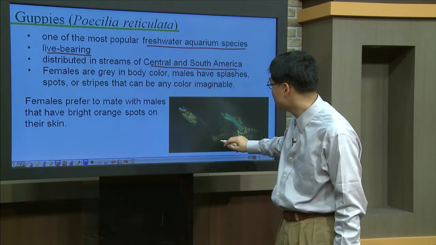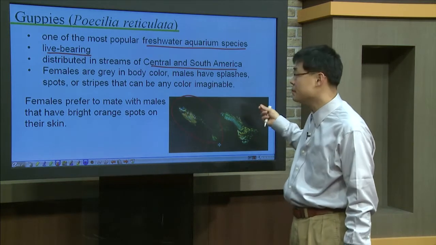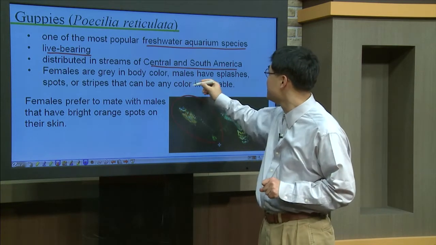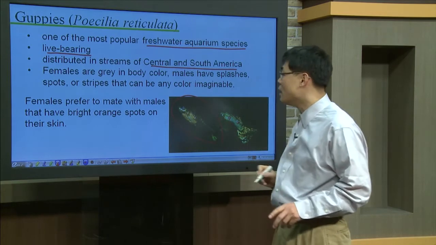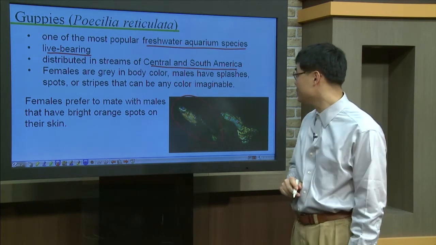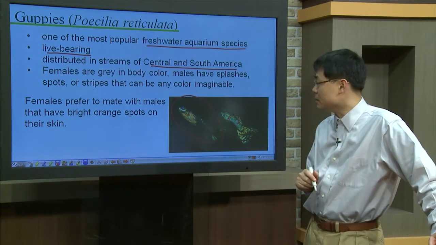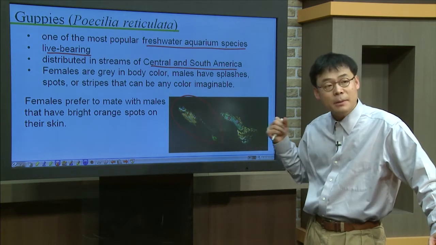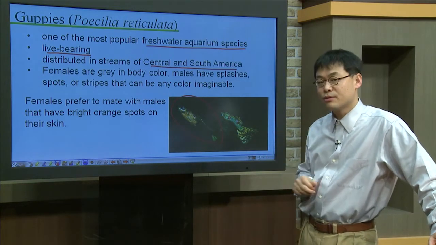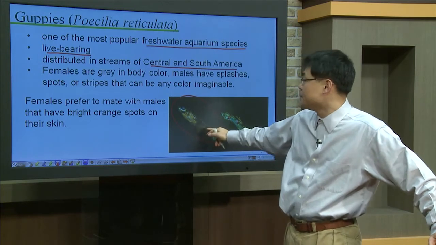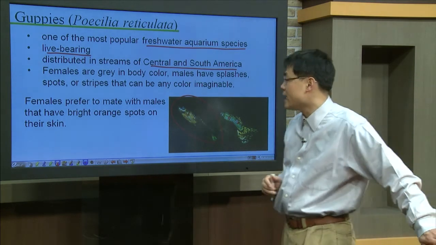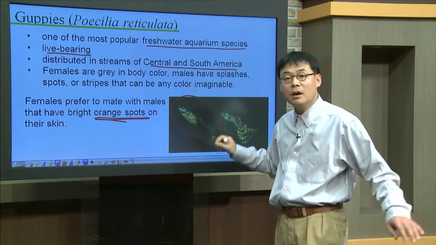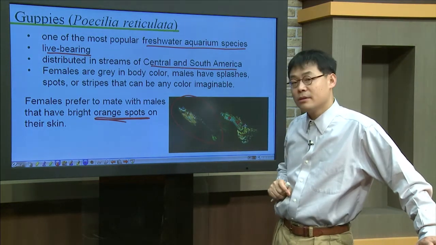And this individual, the bigger one, that's the female, and the smaller one is a male. The females are usually gray, not conspicuous, whereas males have splashes, spots, or stripes on the tail that can be any color imaginable. So the males are small, but they are very colorful, splashy. The females are big, but they are not conspicuous, usually gray in color. And females prefer to mate with males that have bright orange spots. If you have some bright orange spots or stripes in your body coloration, then the females prefer those males.